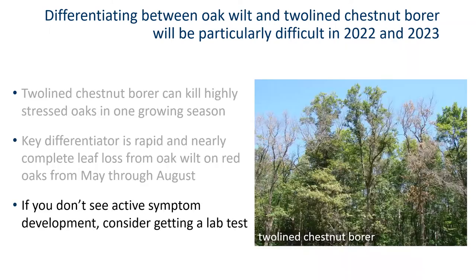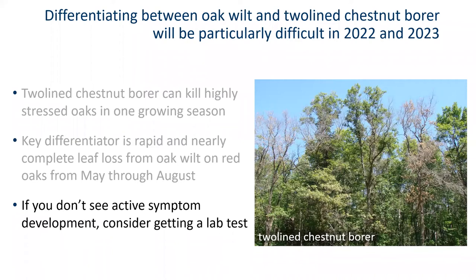But if you don't see that, like in this shot, back in 2015 in Crow Wing or Cass County up by Brainerd, you can't be sure. It's just so hard. The tree on the left there, hopefully you can see my cursor, it sure looks like oak wilt from the road. But if you walk up to that tree, there's one little branch living down here with zero symptoms. And so if you went back in 2 weeks and looked for oak wilt symptoms and there were none, then you can probably be pretty confident that that was past two-line chestnut borer damage.